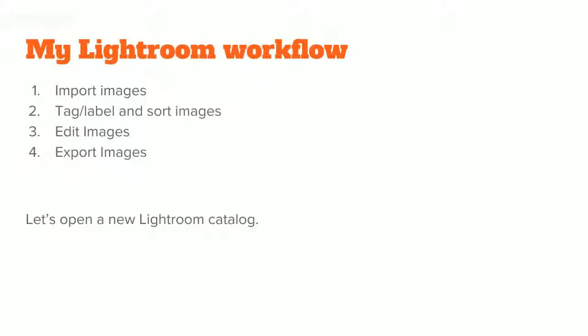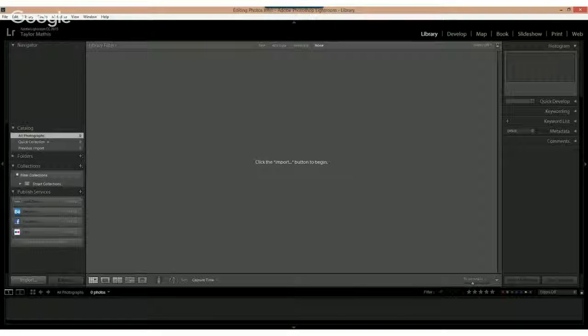So we're going to start by taking a look at Lightroom. This is what Lightroom looks like when you open it for the first time. This is called a catalog, and Lightroom organizes itself by catalogs. What I like to do is make a new catalog for every year. So 2015, January rolls around, I start a new catalog.